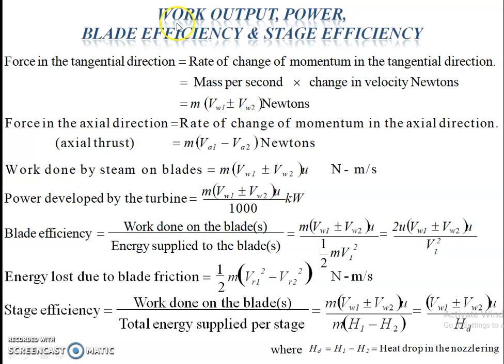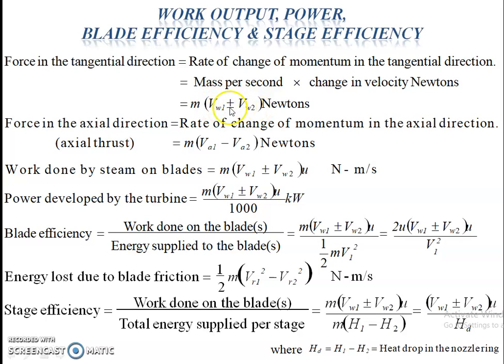From this slide we have discussed the work output, power, blade efficiency and stage efficiency. First of all, you should find out the force in the tangential direction, the rate of change of momentum in the tangential direction. It is mass per second into change in velocity, in newtons. The change in velocity gives mass per second, m dot, into VW1 plus VW2, in newtons.